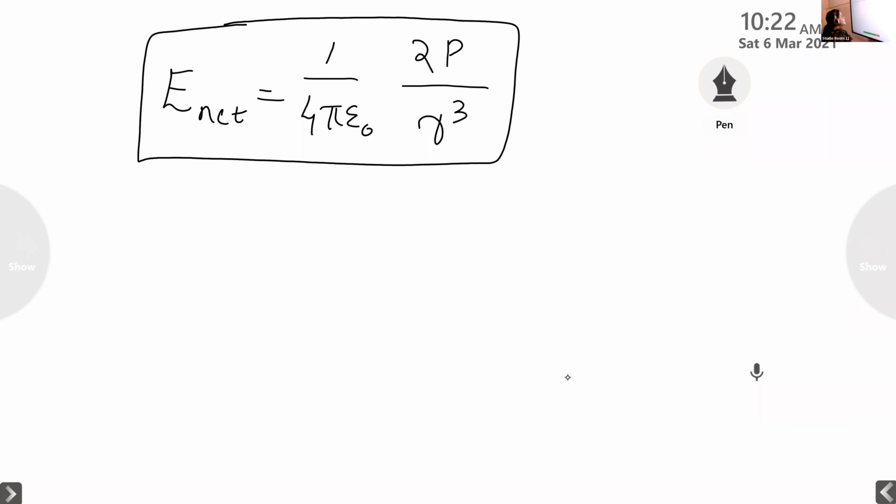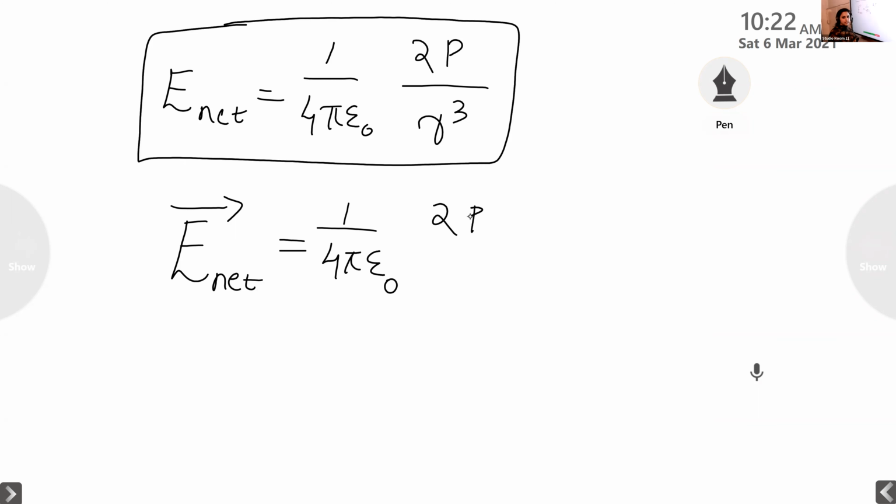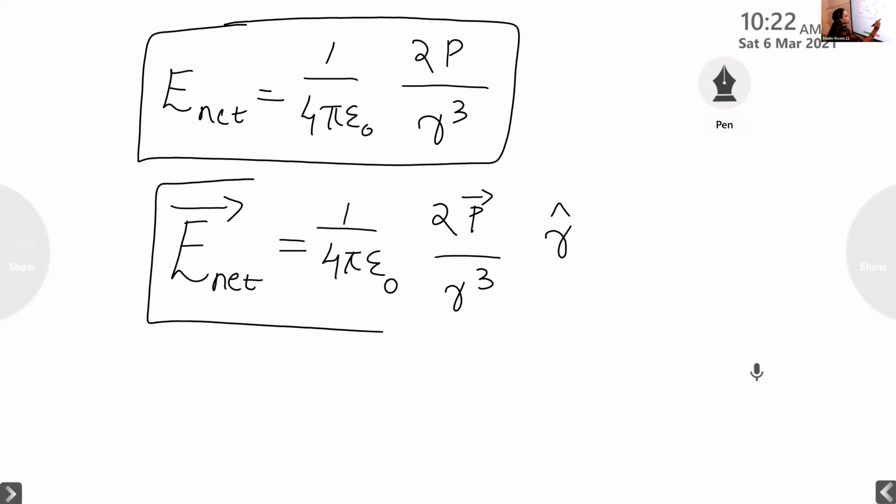And we already know that the electric field is a vector quantity, so we need to represent it in vector notation. The vector net electric field is equal to 1 by 4 pi epsilon 0 times 2p, where P is the dipole moment. The dipole moment is also a vector quantity, so put the vector notation here, divided by r cube into the unit vector r. This is the vector form of the electric field along the axial line.